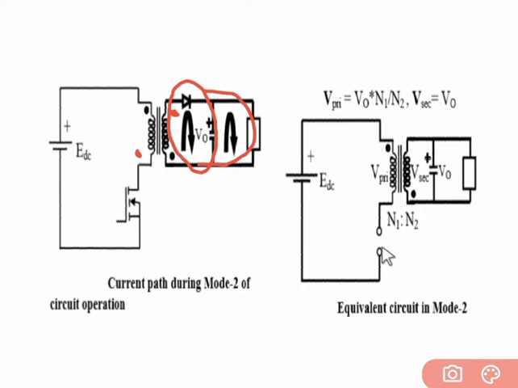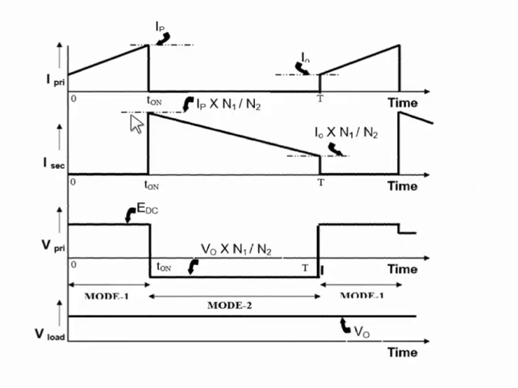When the switch is turned off, the primary voltage is given by V0 N1 by N2, and the secondary voltage is equal to the output voltage VO. In this mode, the current is supplied by the capacitor during mode 2, but no primary current will flow because the switch is open circuited.